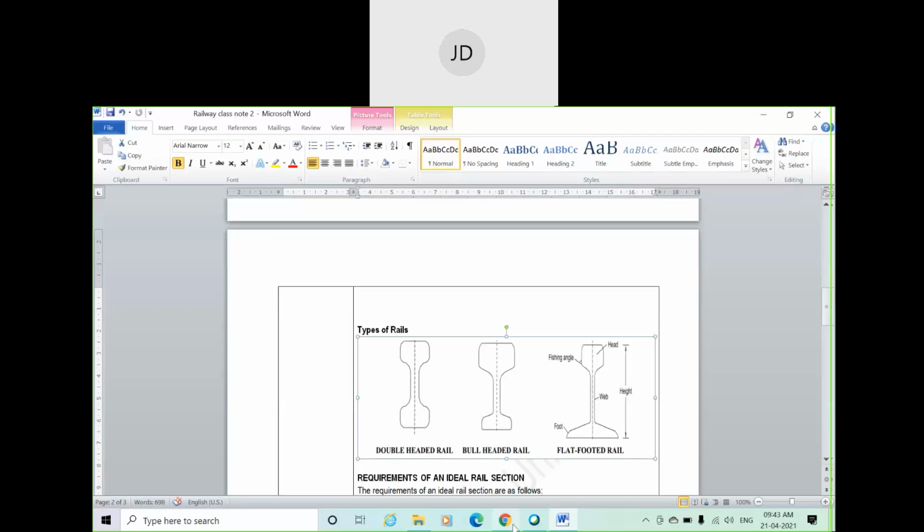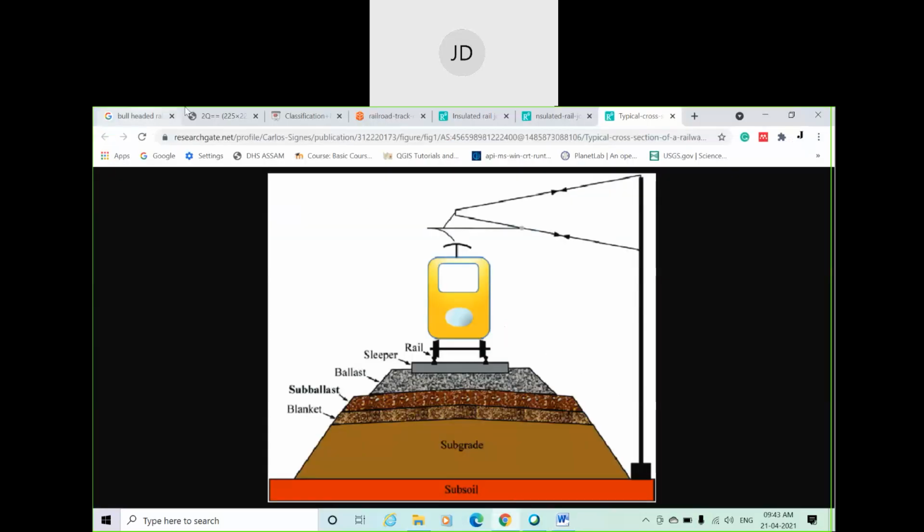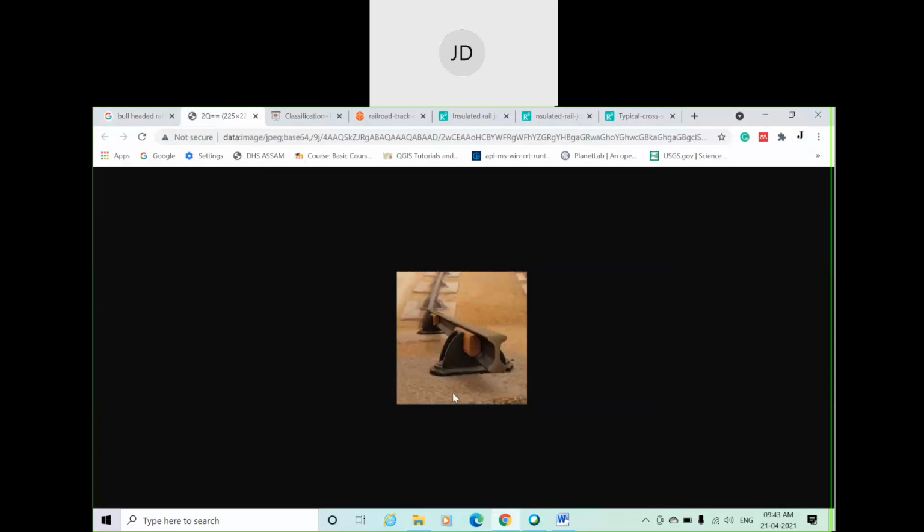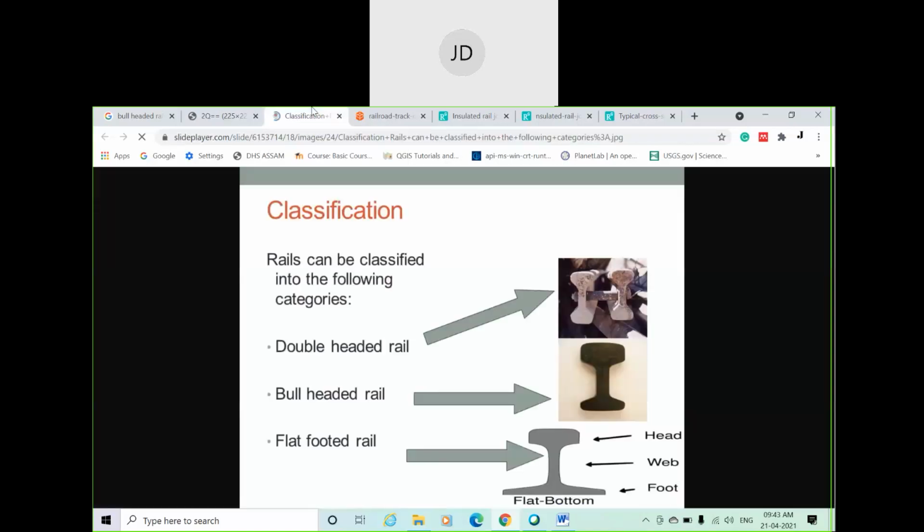Let me give you some actual drawings. You can see here a double-headed rail. You can see the cross-section: both the top and bottom are almost equal. So they are double-headed rails. Let me see if there is any other. Yeah, you can see here also. Can you see that drawing?